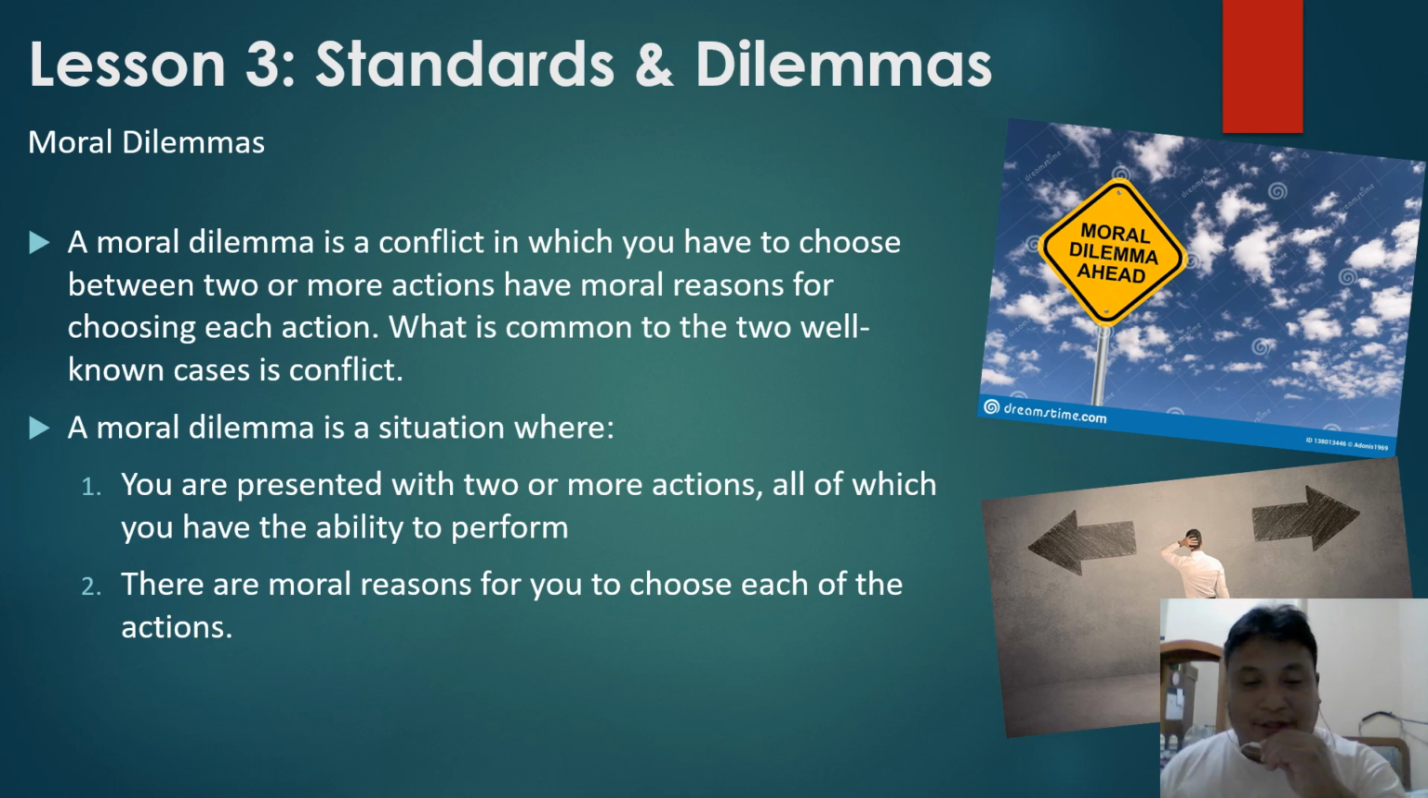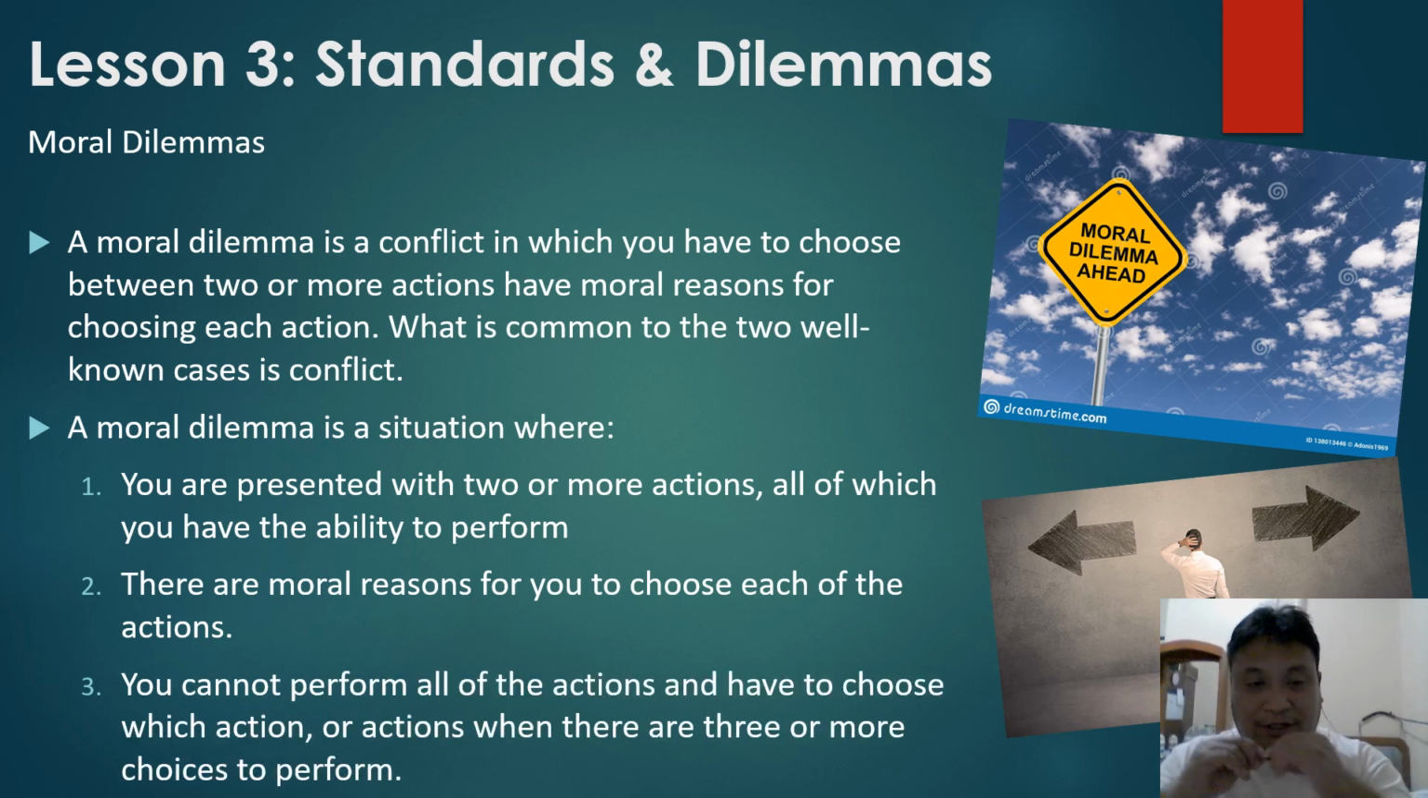You have to choose each of those actions, and by your choice, you have your moral reasons why you choose to do such a thing. Okay, for number three, you cannot perform all of the actions and have to choose which action, no? So you cannot perform all of these things, but you need to choose one from the other, or actions when there are three or more choices to perform.